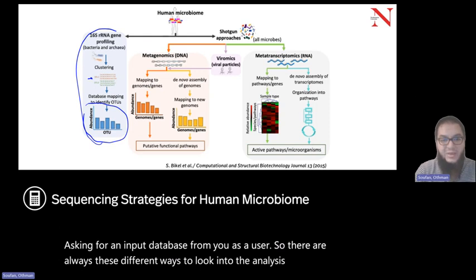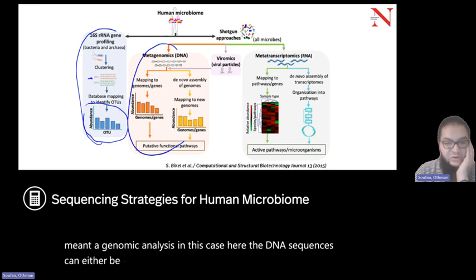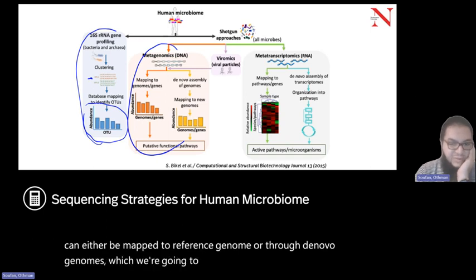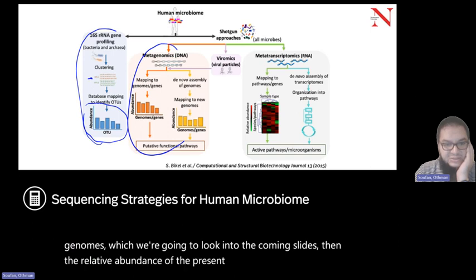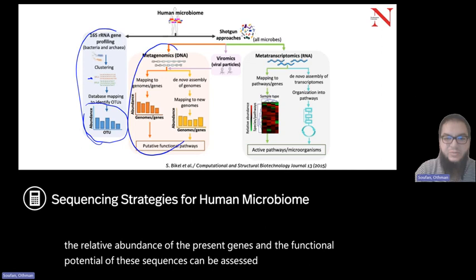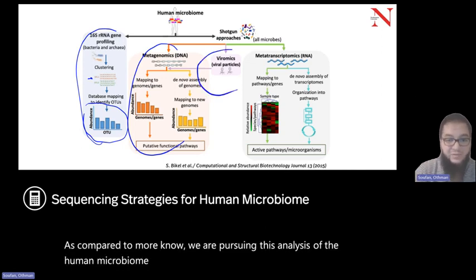In the metagenomic analysis, in this case, the DNA sequences can either be mapped to a reference genome or assembled through de novo genomes, which we're going to look into in the coming slides. Then the relative abundance of the present genes and the functional potential of these sequences can be assessed. As we pursue this analysis of the human microbiome, we're going to dive in and find all of the information that we can.